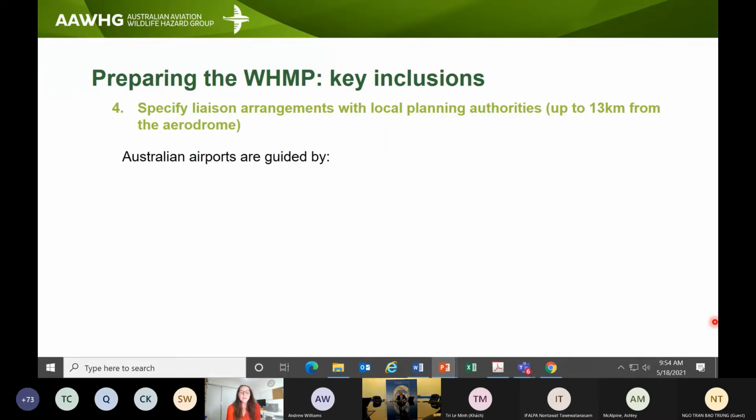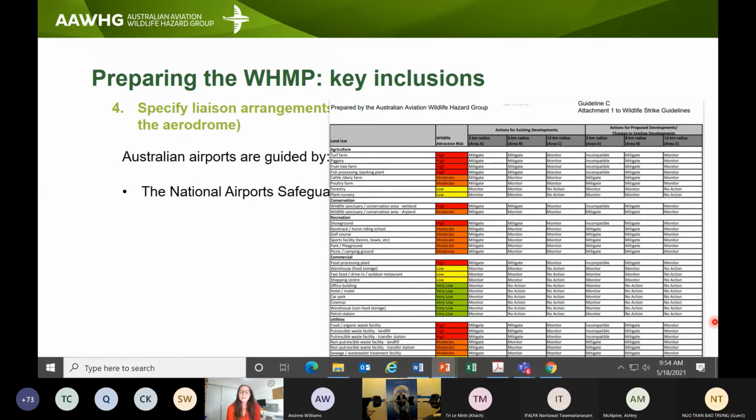So here in Australia, airports are guided by the National Airport Safeguarding Framework. And this is a national guideline. It's not a recommendation. It's a national guideline for land users and land use planning authorities within 13 kilometres of an airfield on the types of land uses that are considered attractive to wildlife.